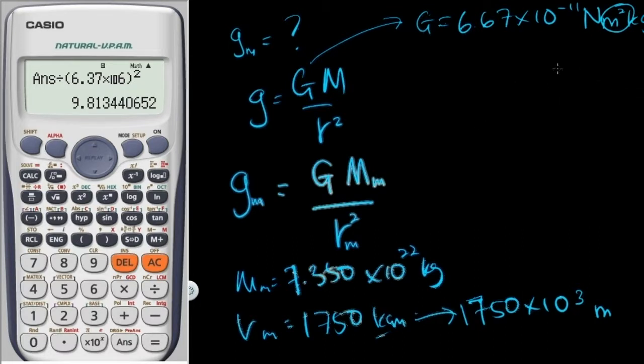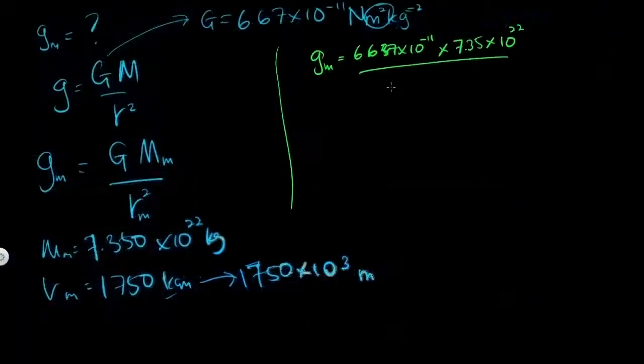So we just need to substitute. So G moon equals to G, 6.67 times 10 to power minus 11 times the mass of the moon, which is 7.35 times 10 to power of 22, and divide by the value of square of the radius. So radius is 1750 times 10 to power of 3 meter, and then square it.